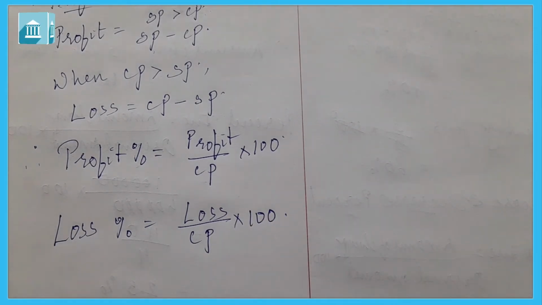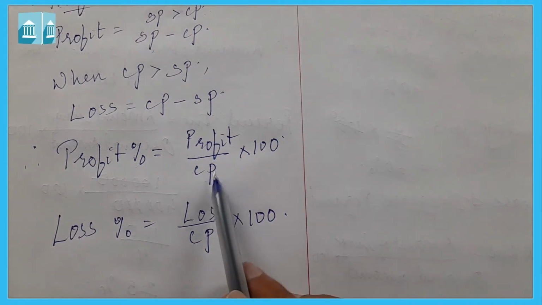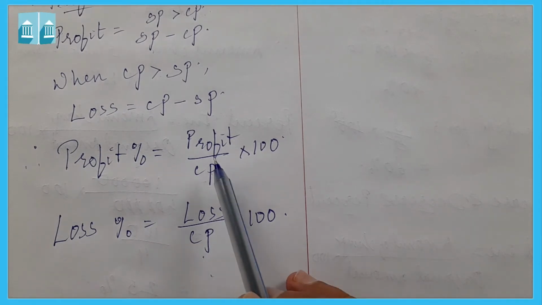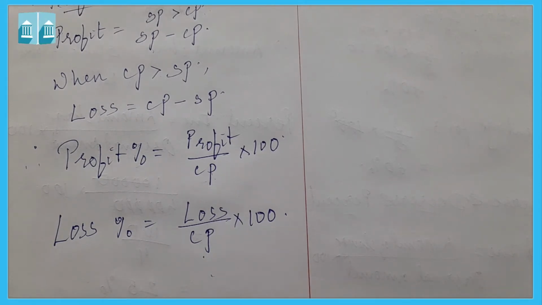So it is clear that whether we have to find out profit or we have to find out loss, we should always consider cost price, that is CP. If CP is not there, then we have to first find out CP and then we have to find out its profit or loss percentage.